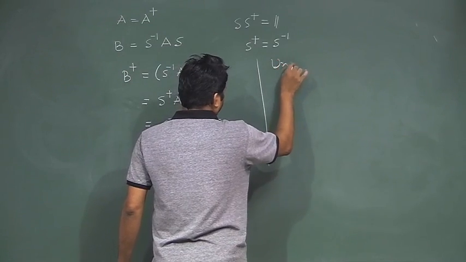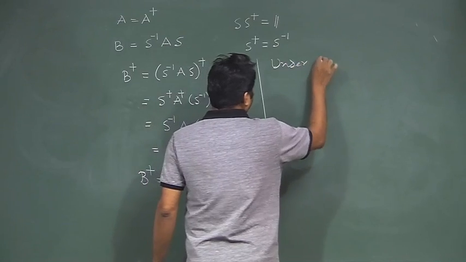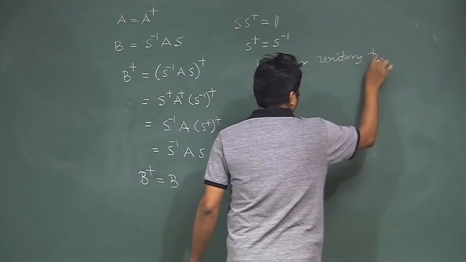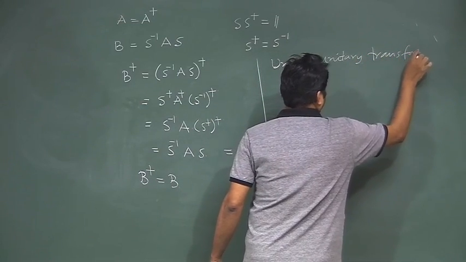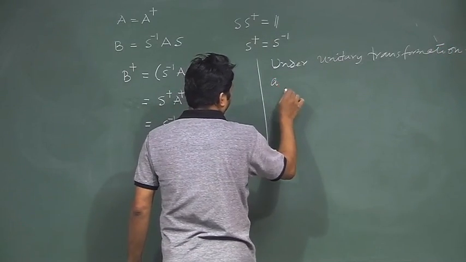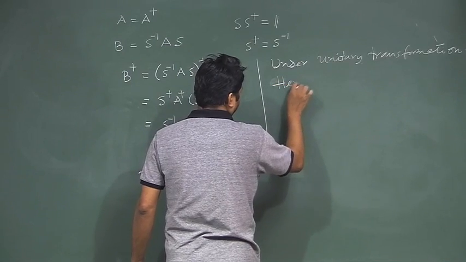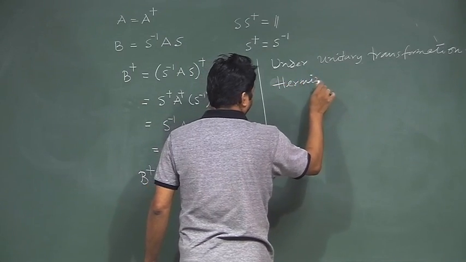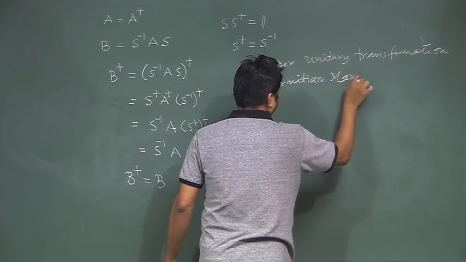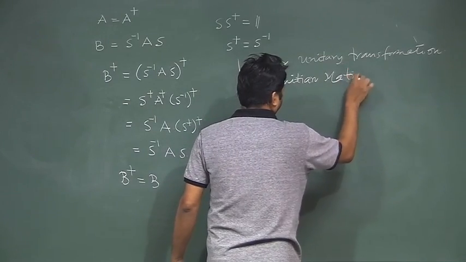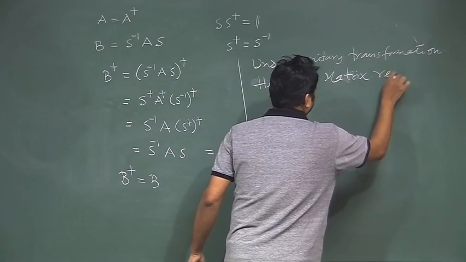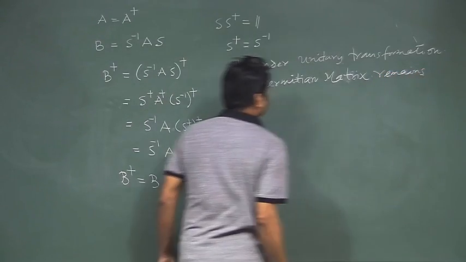under unitary transformation, Hermitian matrix remains Hermitian matrix.